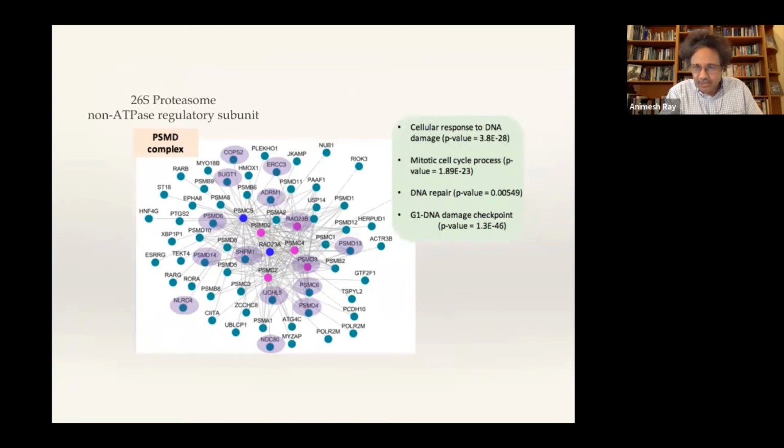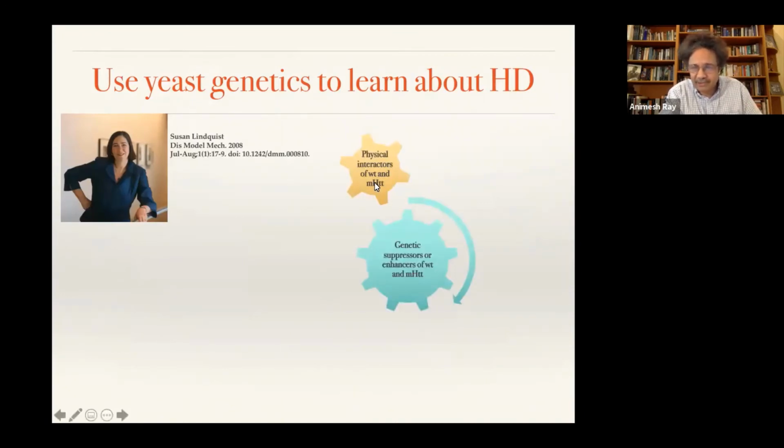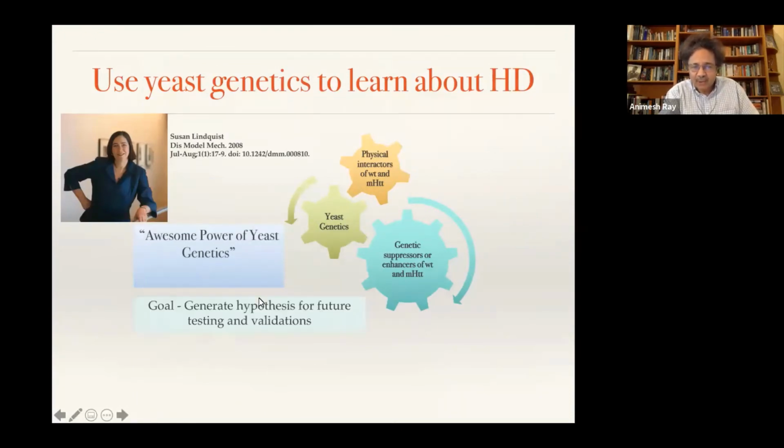And so we went back to yeast genetics using original Susan Lindquist's model, in which the physical interactors of wild type and mutant HTT and the genetic suppressors or enhancers of the wild type and mutant human HTT were looked for using the awesome power of yeast genetics. And so the goal is to generate the hypothesis for future testing and validation.